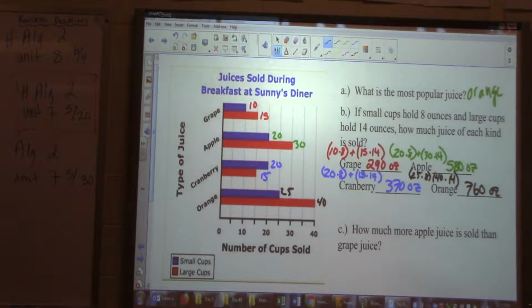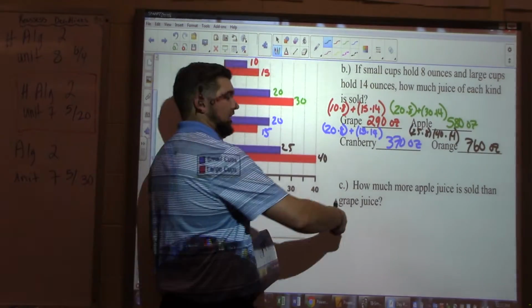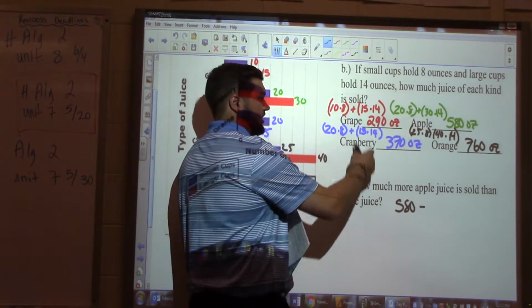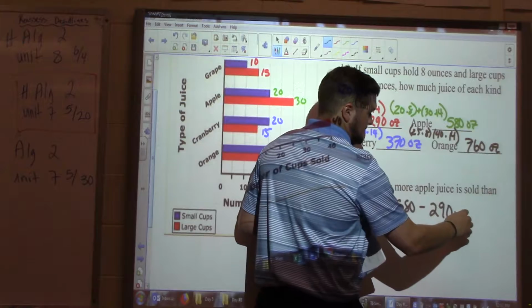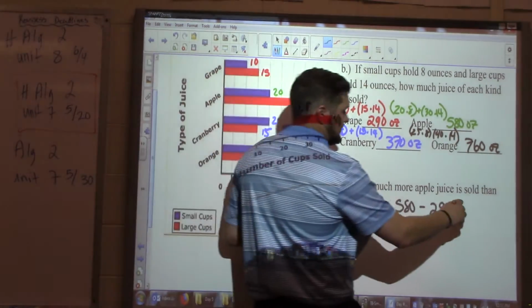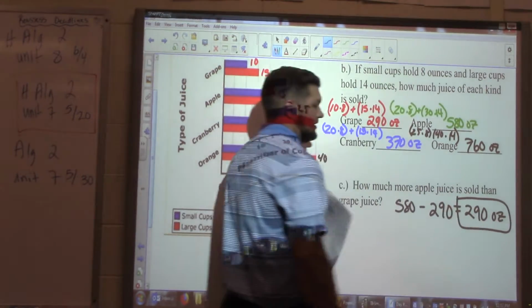Awesome. Well, that leads right into question C. How much more apple juice is sold than grape juice? Subtraction? Of what? Pretty great. Apple minus grape, right? Find how much apple juice was made, 580, minus how much grape was sold, 290. How many more ounces is it? 290. So 290 more ounces of apple juice were sold than grape juice. That one's pretty easy, right?